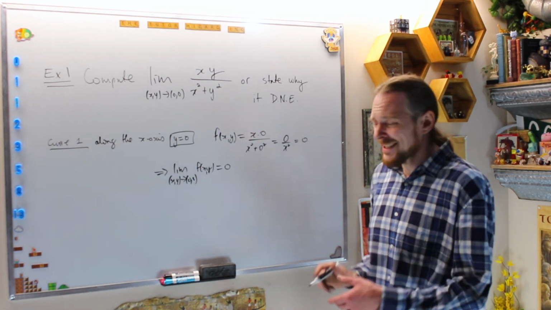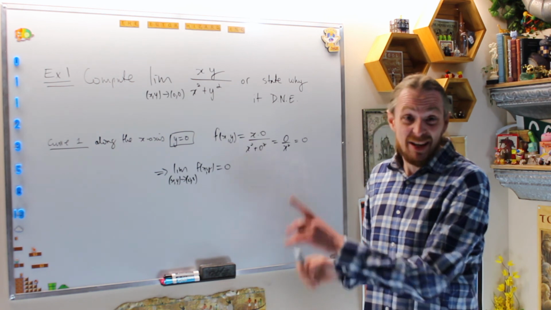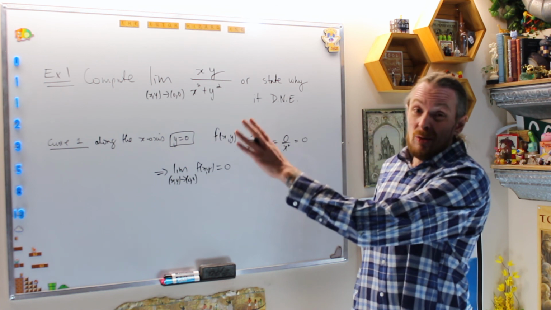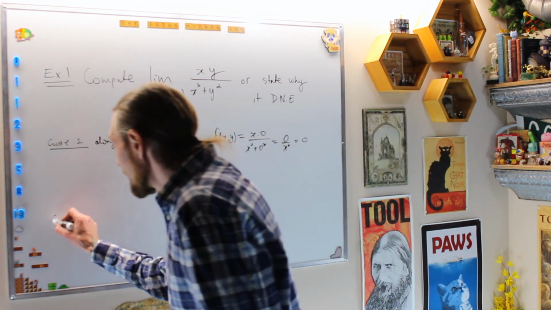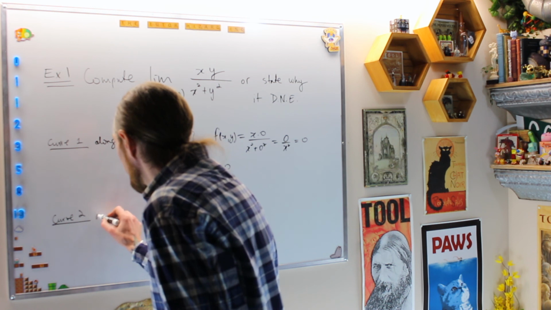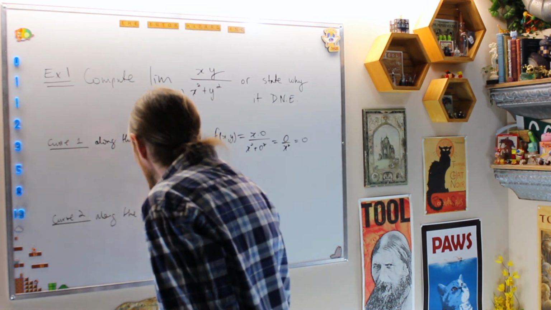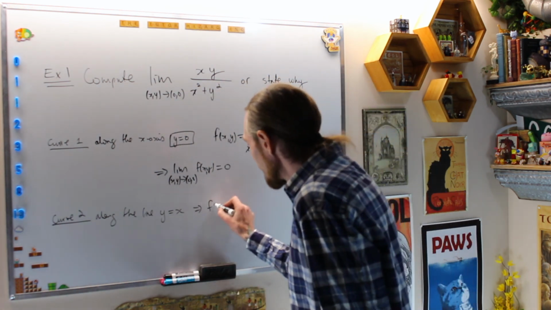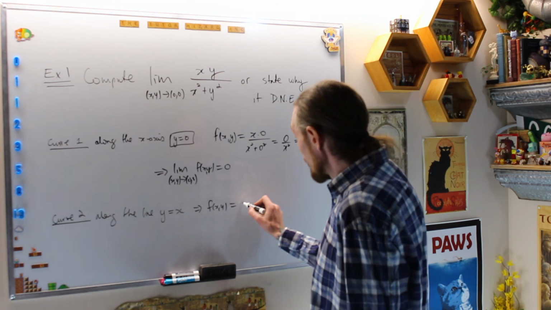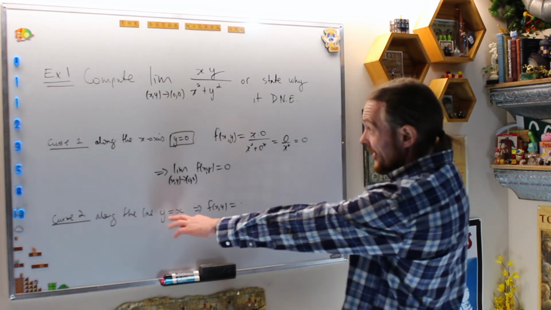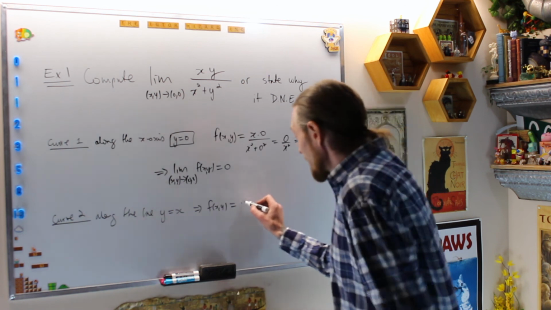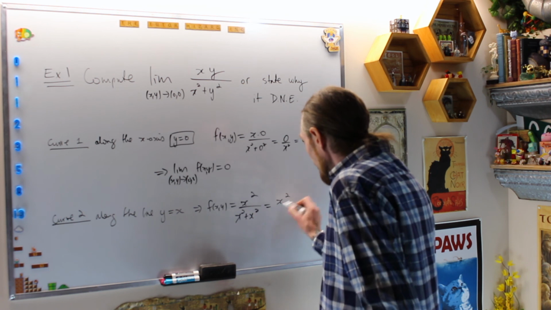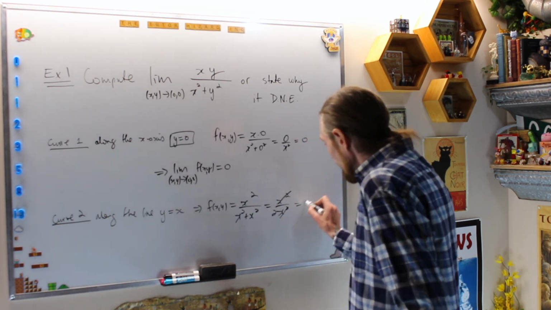Now, if I cleverly look at the table, you might notice that it might approach a non-zero value along curve 2, which is the line y equals x in the plane. So curve 2, along the line y equals x. Along this, what do I get? I see that f(x, y) is going to equal, x equals y, so let's replace y with x. That gives me x squared over x squared plus x squared, which is x squared over 2x squared, which is, cancel, 1/2.